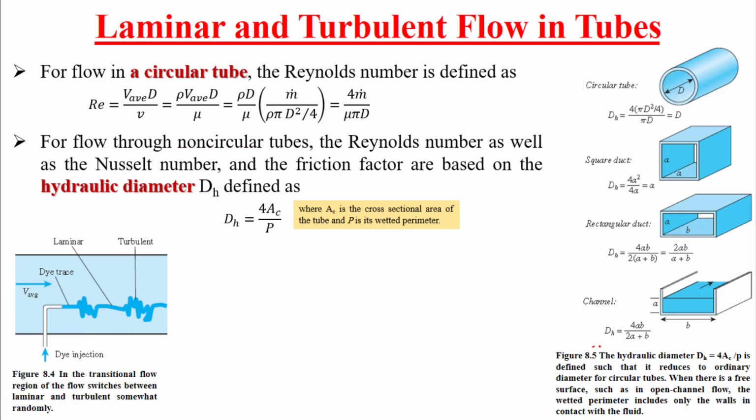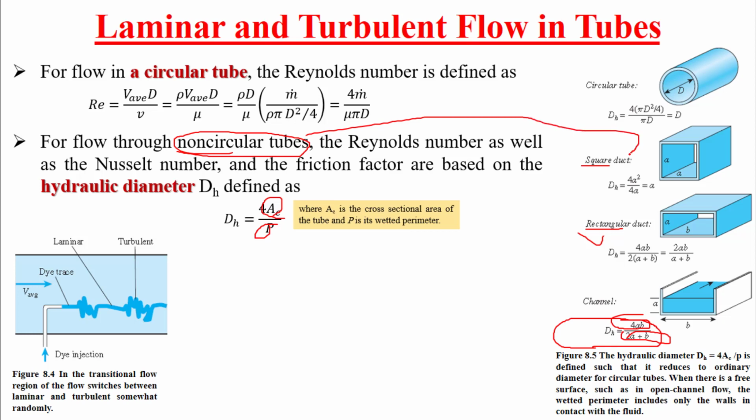Okay, and here is an example of how to calculate each parameter. Okay, this is the cross-sectional area, and here is the wetted parameter. Okay, here the same for rectangular duct, here for square duct. Okay, so whenever we are dealing with non-circular tubes, that means we'll have a duct. So this duct will be square or rectangular, or it could be a channel.